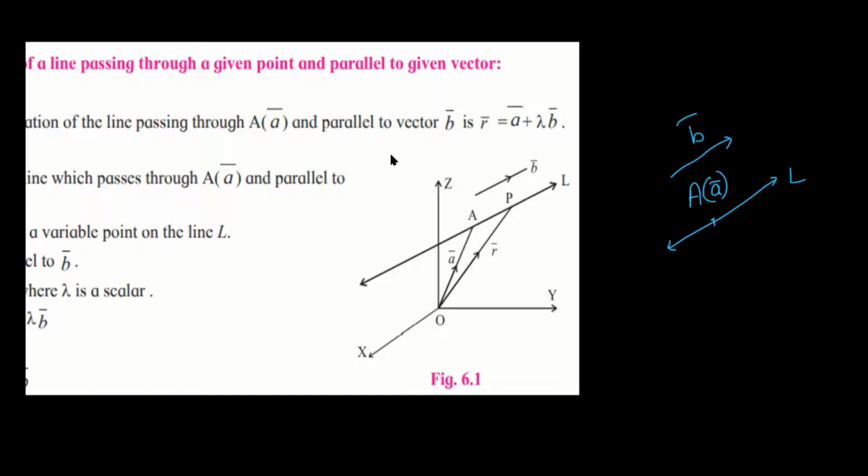Now in this case, we are going to find out how to write the equation of the line in terms of r bar is equal to A bar plus lambda B bar. Now what is r bar? In this case, r bar is the position vector of any other point on the line. So suppose we have a point, say P, on the line separate from A, and P has position vector r bar. Then we will get the equation of the line as r bar is equal to A bar plus lambda B bar. Let us see how we get it now.